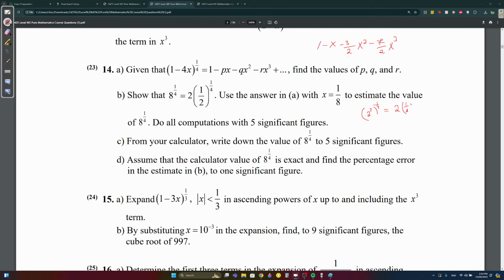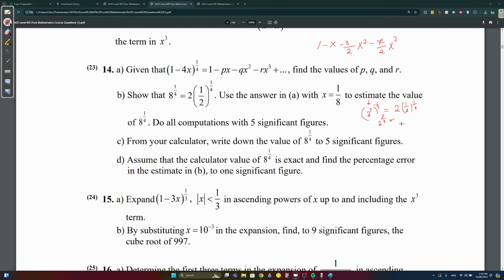1 over 2 to the power of 1 over 4, right? Okay, can we continue here? Yes, we can. 2 to the power of 3, to the power of 1 over 4, is equal to 2 to the power of 3 over 4, right? Because power to power, we multiply this power by this power. Okay, 2 to the power of 3 over 4.